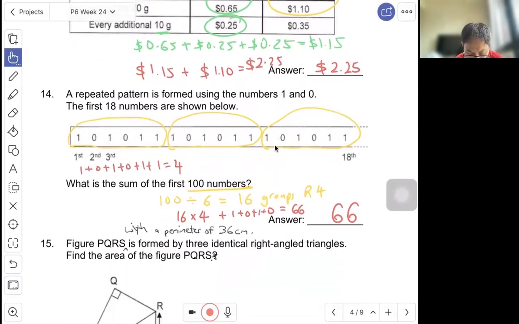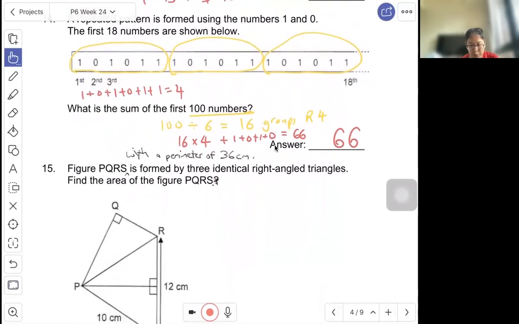Question 15. Mr. Tan, give you 1 minute to do question 15.